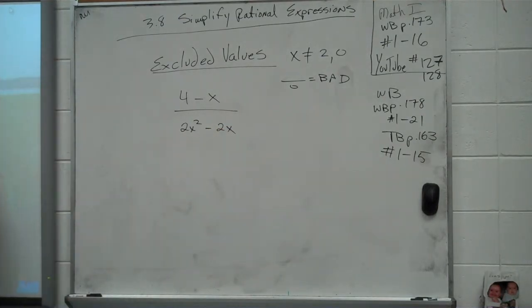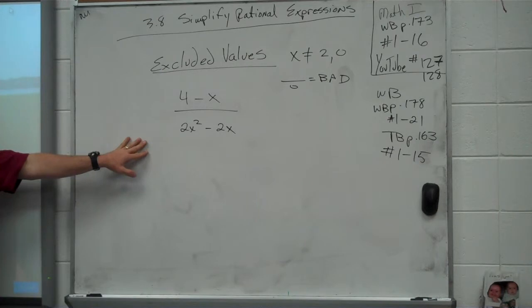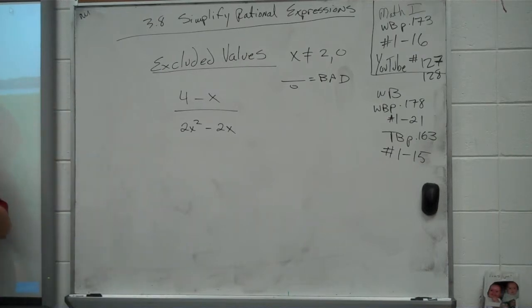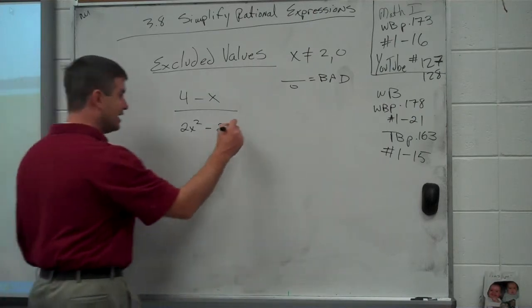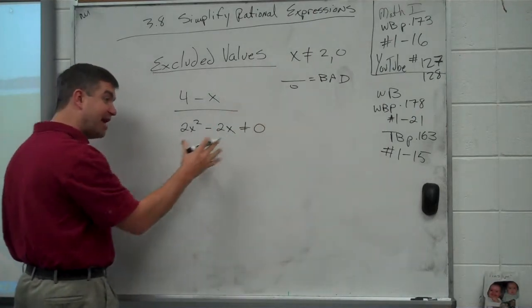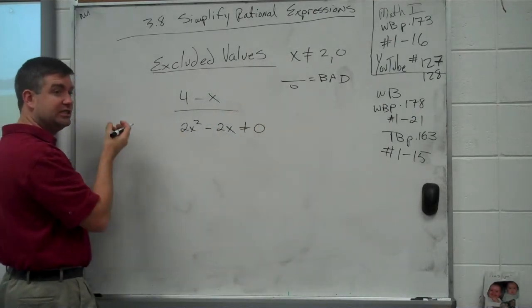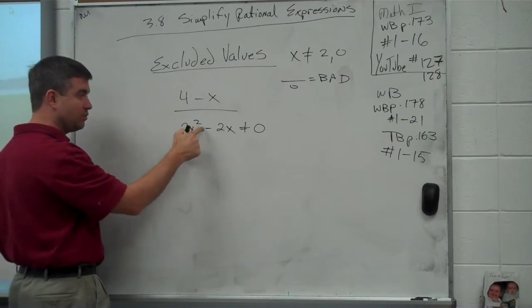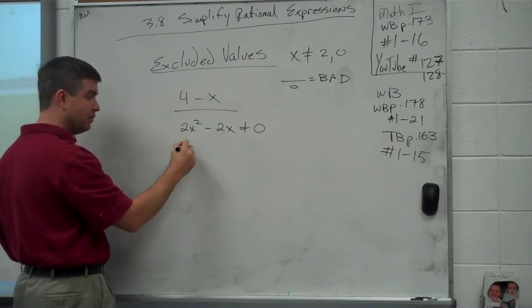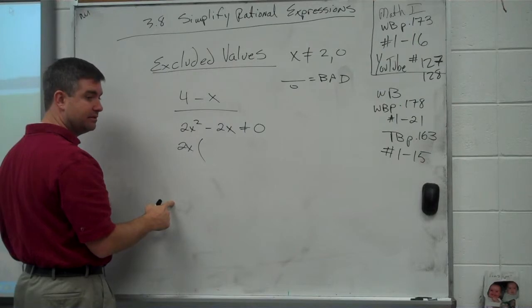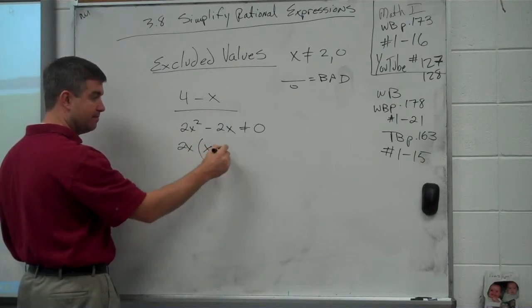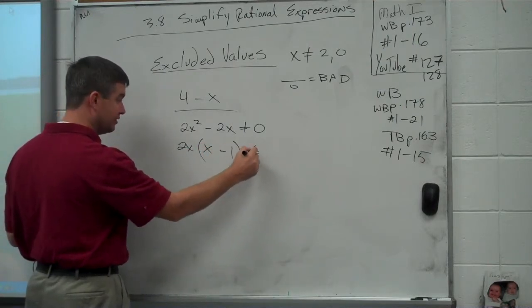What can x not equal now? You cannot tell me by looking at it right now. However, if you factor the denominator, set it not equal to 0, and pull out a GCF. What is the GCF of 2x squared and 2x? 2x. What will be left? x minus 1. Still not equal to 0.